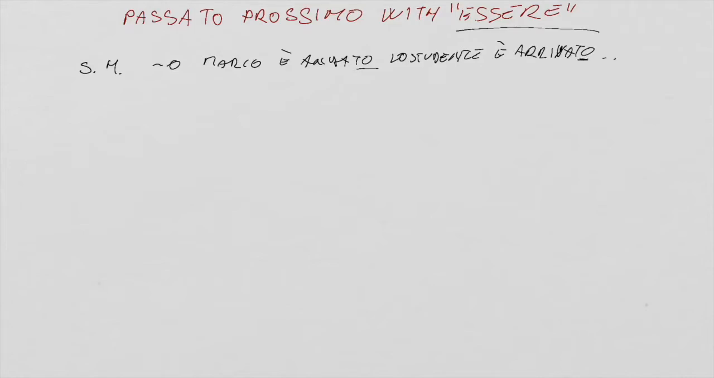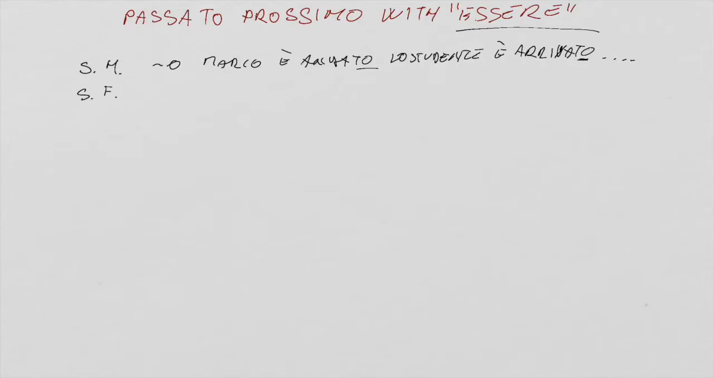If the subject is singular masculine, the past participle ends in o. Marco è andato. Marco went. Lo studente è arrivato. The student arrived. Il libro è caduto. The book fell. Why? Because the subject is Marco, lo studente, il libro, masculine and singular.